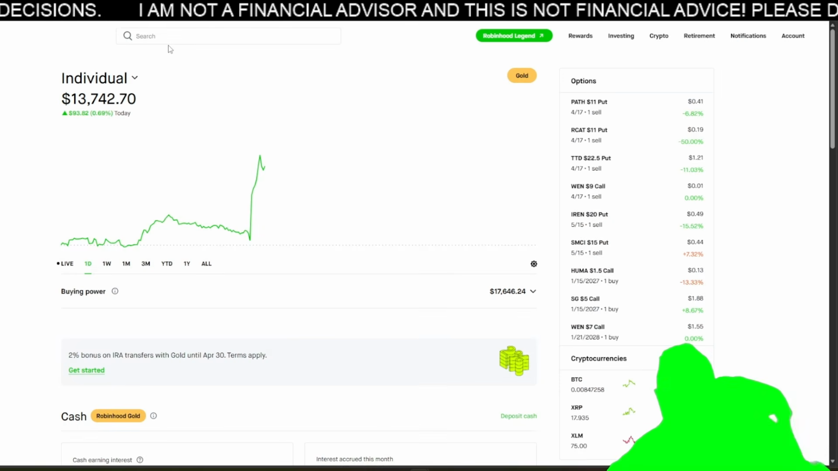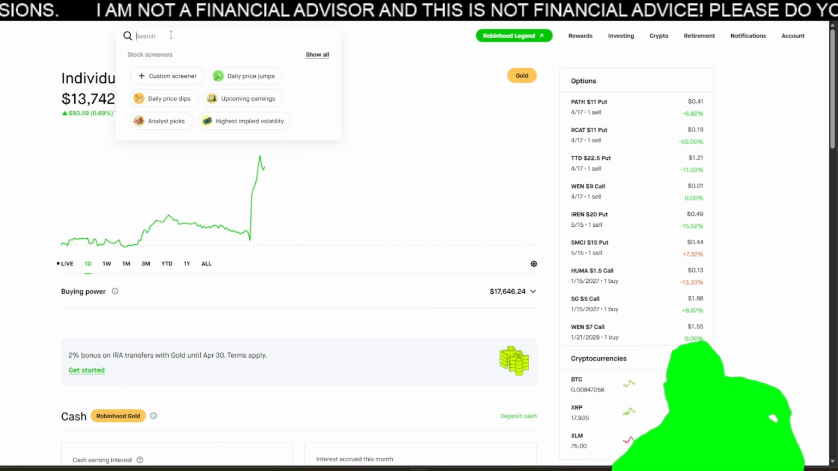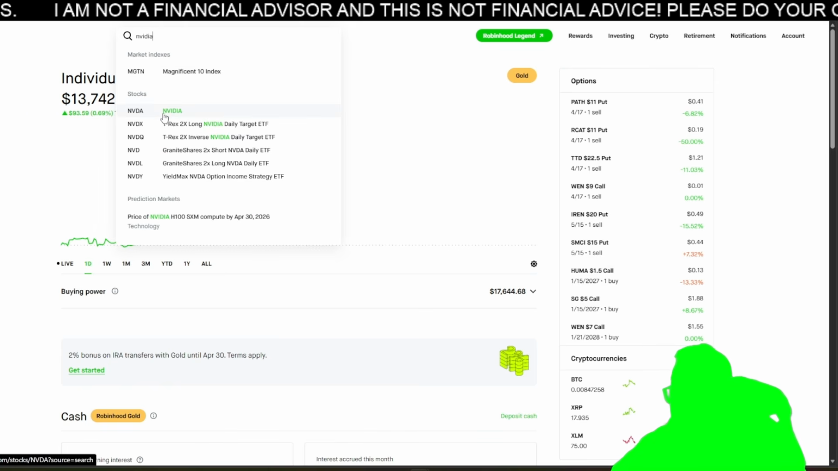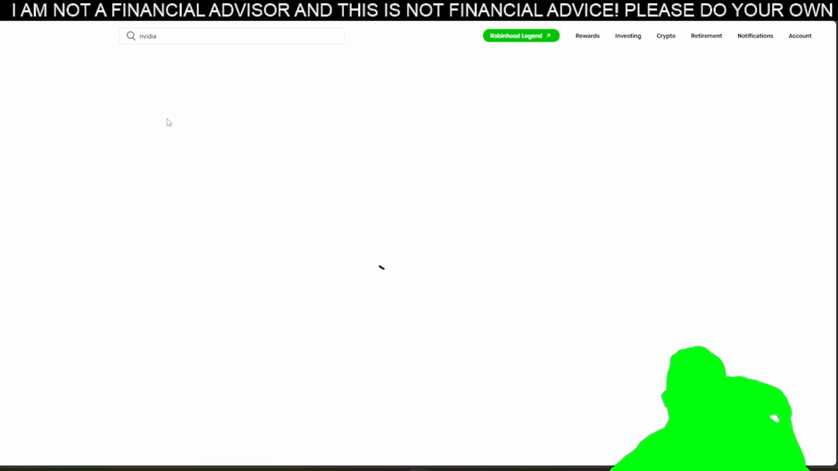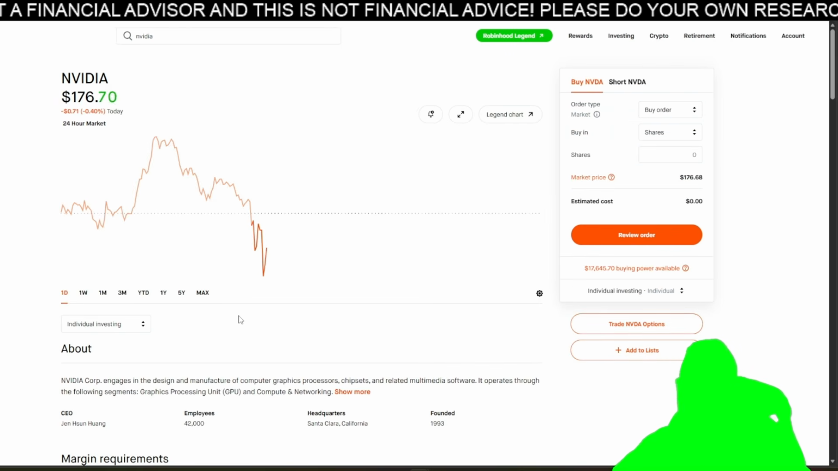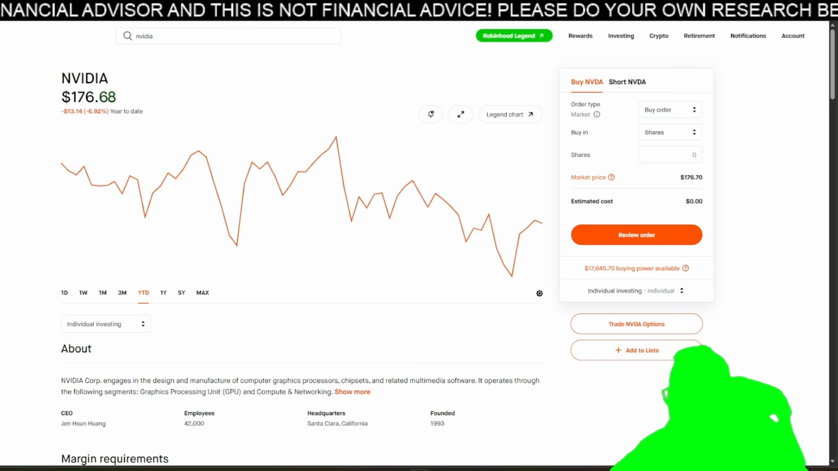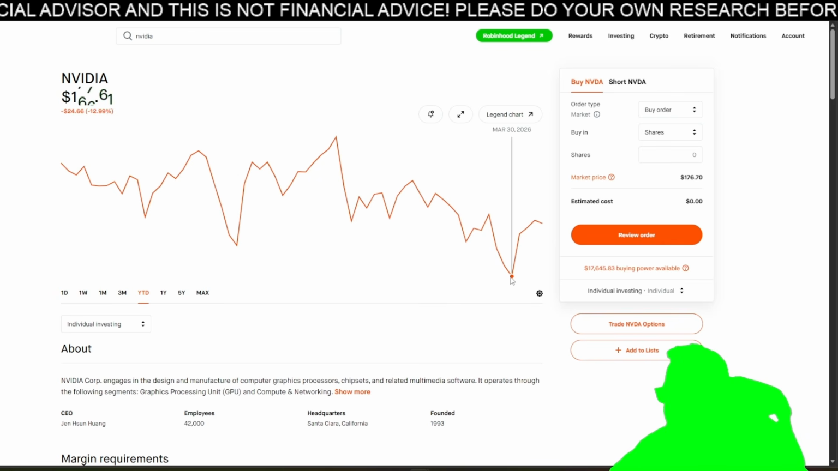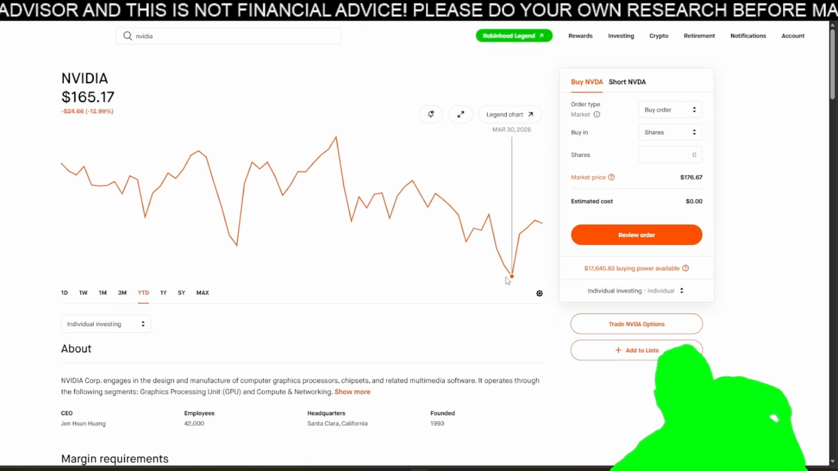So let's say that you are looking at a stock. Let's say you go to NVIDIA, for example. Why? Because everybody knows the stock NVIDIA. Everybody has computers, and it is down right now, as we'll see, down about 0.4%. It has actually been down for the year, down almost 7%, as low as almost 13% here.